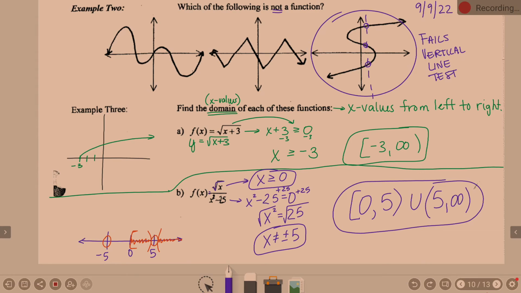Then at 5, it says my graph doesn't exist. It doesn't always show that, but that's good. And then on the other side, it does exist again. So does that answer match my answer?